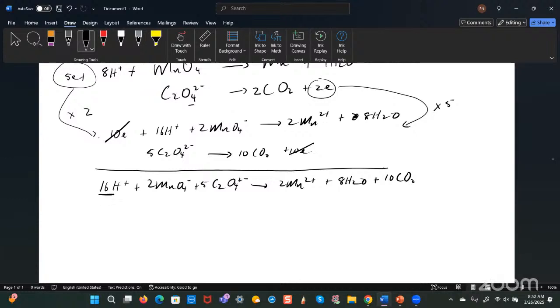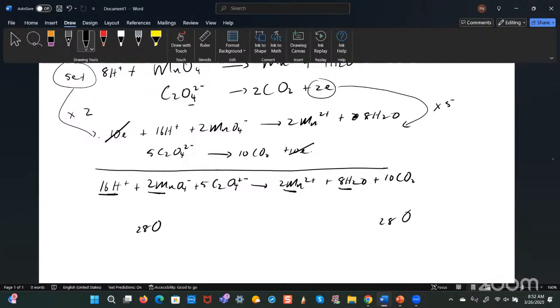We have 16 hydrogens here, which balances with the 16 hydrogens here. We have 2 manganese here, which balances with the 2 manganese here. In terms of oxygens, we have a total of 8 plus 5 times 4 is 20, so that's 28 oxygens on this side. And then on this side, we have 8 plus 20, so 28 oxygens on this side. So the oxygens are balanced. And then we have 10 carbons here, 5 times 2, 10. Here we have 10 carbons, so the carbons are balanced.